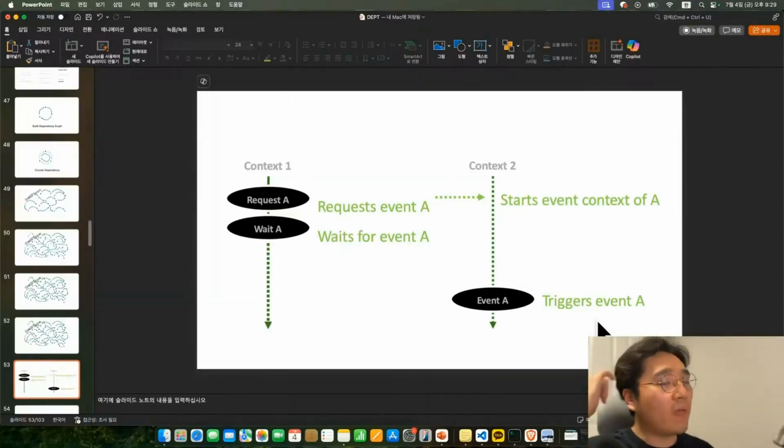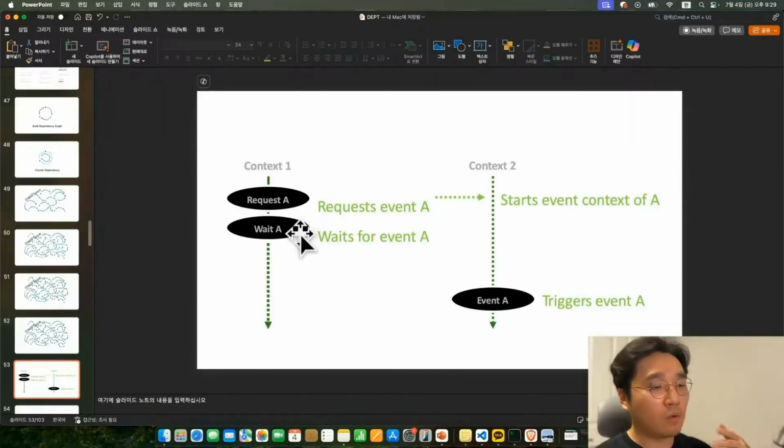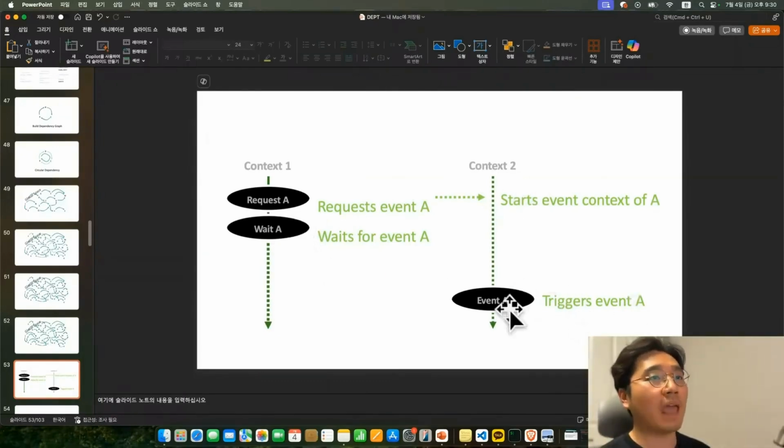So when the waiter, before they go to the waiting, from this point they request an event from the other context, right? So they request A from context 2. So context 2 starts the event context of A, right? And context 1 is waiting for the occurring of the event A. And context 2 triggers event A.